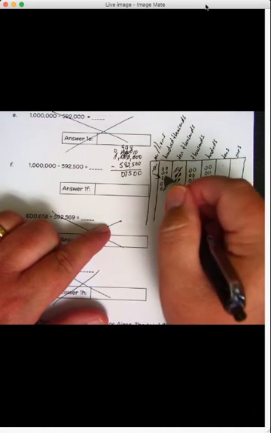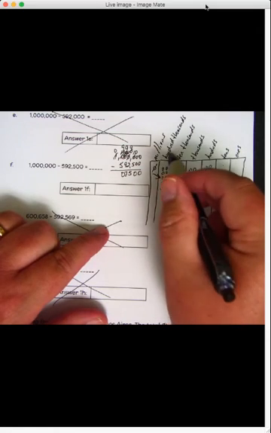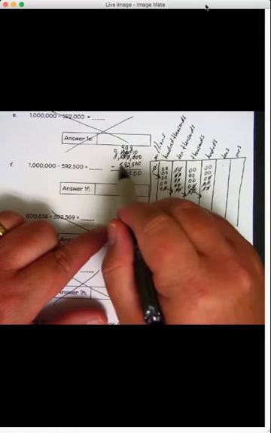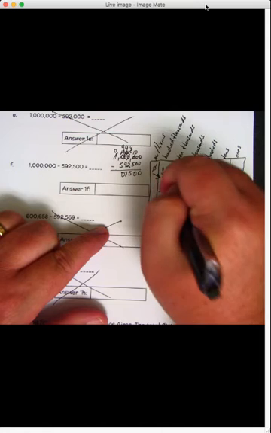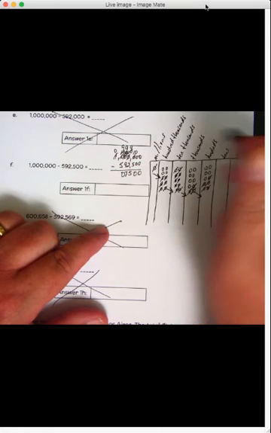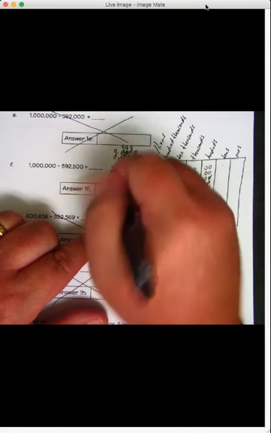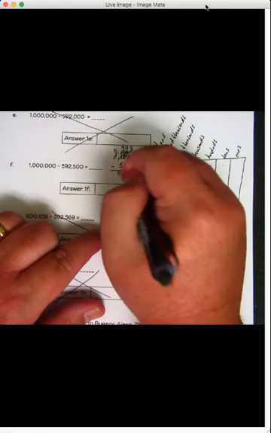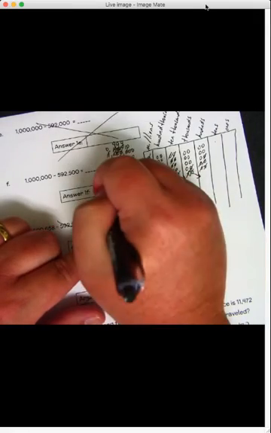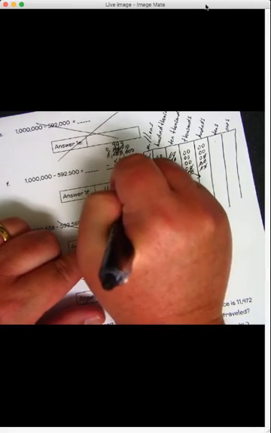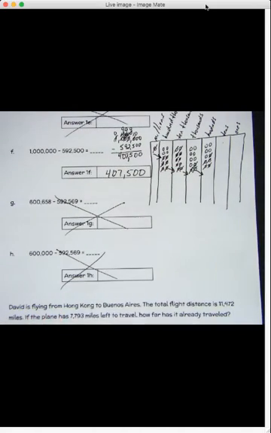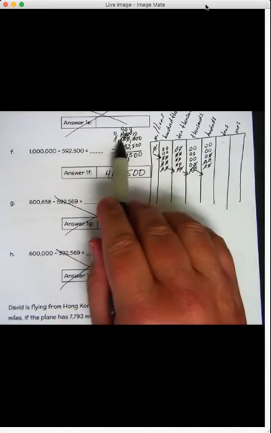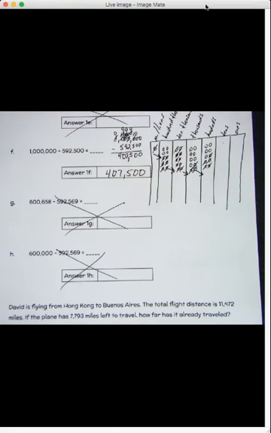We have 900,000s, and we're supposed to take away 5 of them. 1, 2, 3, 4, 5. How many do we have left? 1, 2, 3, 4. And we don't have any millions, and we're not supposed to take away any. So there we go. The answer is 407,500.